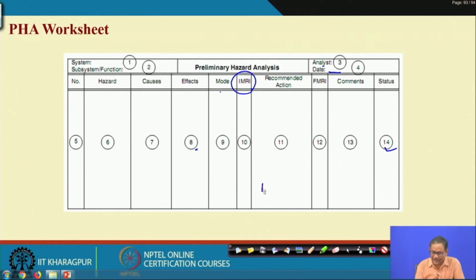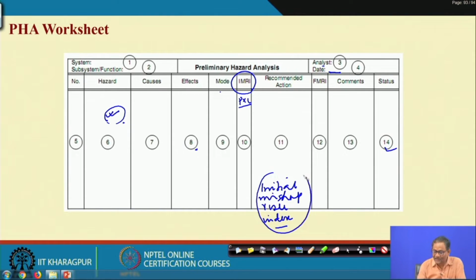IMRI stands for initial mishap risk index. You have to know the hazard, what is the probability of occurring and what is its consequence, then the multiplication of this P and C will give you the initial mishap risk index. Then you want to reduce this risk, so either you reduce the probability of occurring or the consequence of that event, or both.